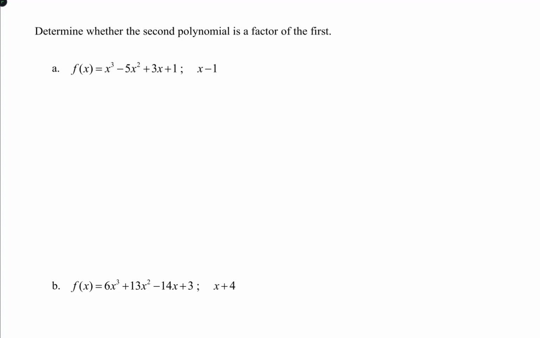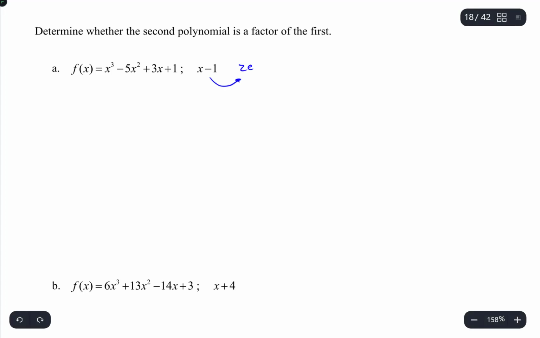Determine whether the second polynomial is a factor of the first. Well, to determine if a factor is a factor of a particular polynomial, we need to equivalently determine if it happens to be a zero. So to find out if it's a zero, we change this into a zero. So the factor x minus 1 has a zero at positive 1.